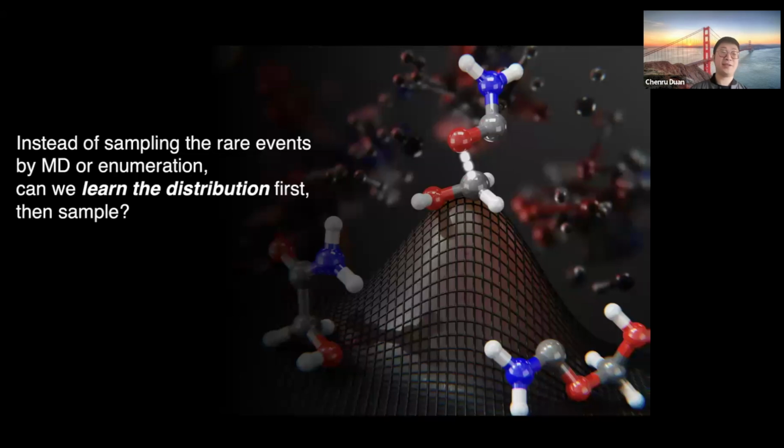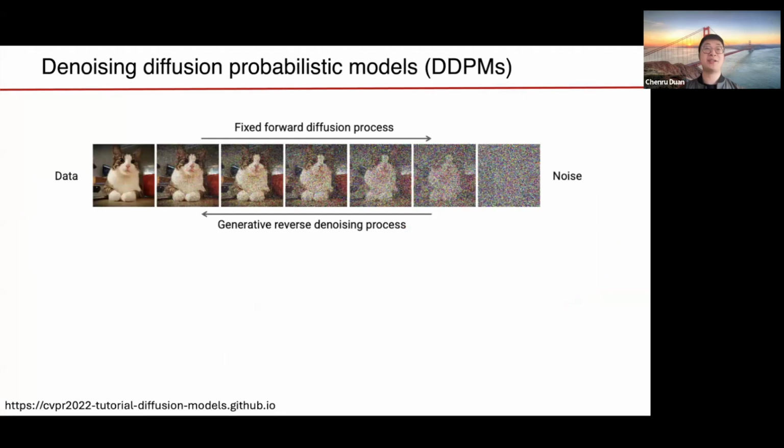Okay, so basically, those ideas are mostly sampling or enumerating the rare events in chemistry. But the other idea is, can we just learn the distribution of what possible chemical reactions are and then directly sample from this distribution as a marginal? And this idea has been applied in the image community through denoising diffusion probabilistic models, or DDPMs. The idea is that they start with the data distribution, and add a forward diffusion process, basically adding noise to the image until we get a Gaussian distribution.